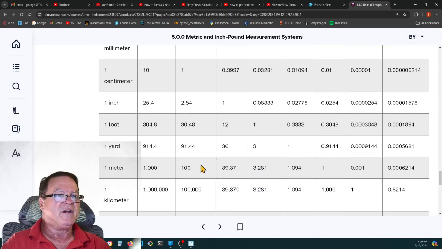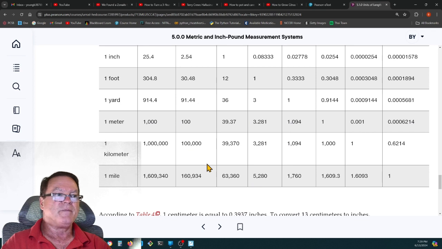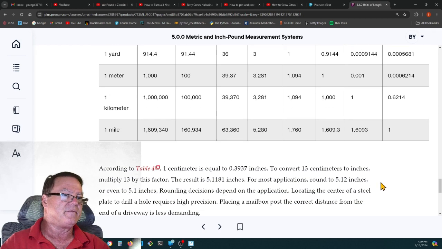Also know that 5 miles is approximately 8 kilometers. A kilometer is roughly 2/3 or 3/5 of a mile. So if you're ever looking at your speedometer when you're driving 55 miles an hour, you'll see that you're driving 88 kilometers per hour. So 5 miles is very close to 8 kilometers.